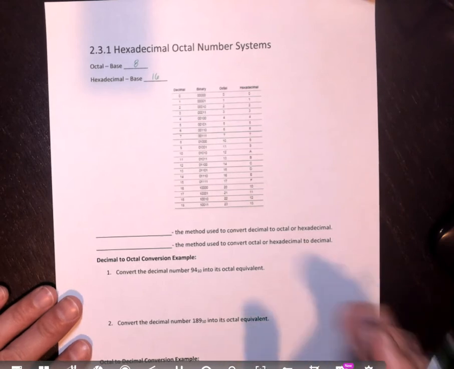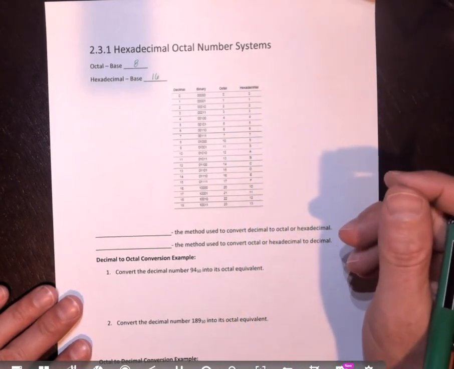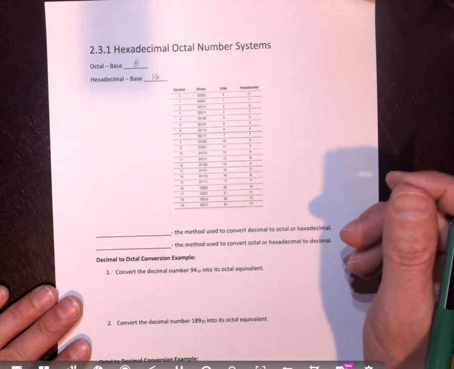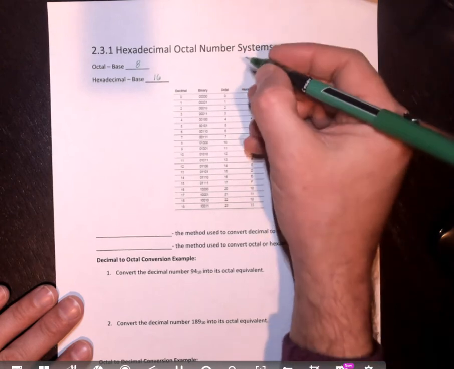We're using these because they are systems that can more efficiently communicate binary numbers on computer systems, the same numbers with fewer digits.